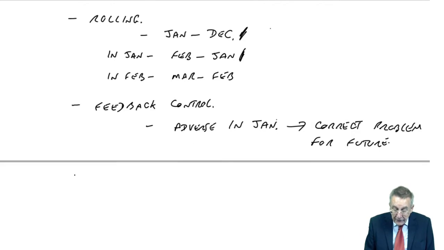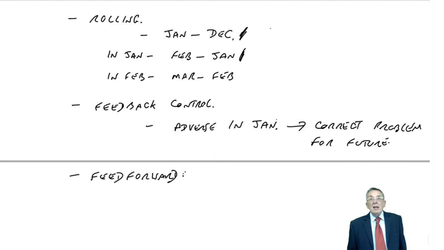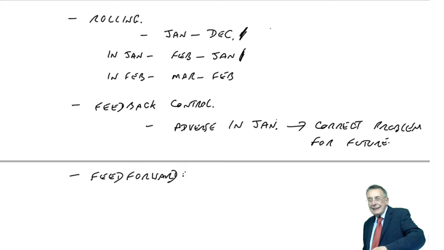On the other hand, feed forward control is when you identify in advance there's a problem. And you can perhaps change your plans. Let me give you an example. We've done our budgets. We hear, or we find out, that the price of materials is going to increase a lot. Now, there might be absolutely nothing we can do. We've got to live with it.